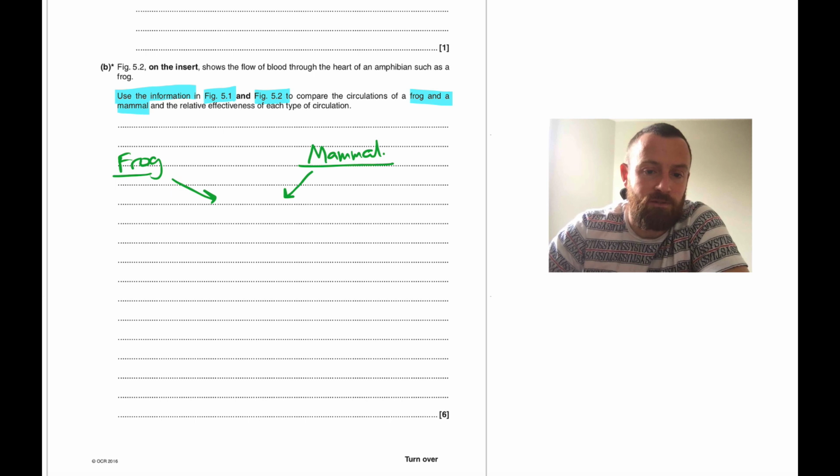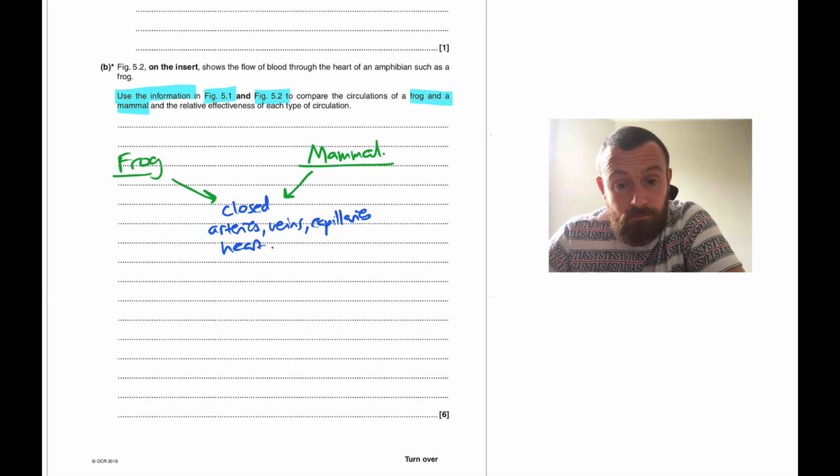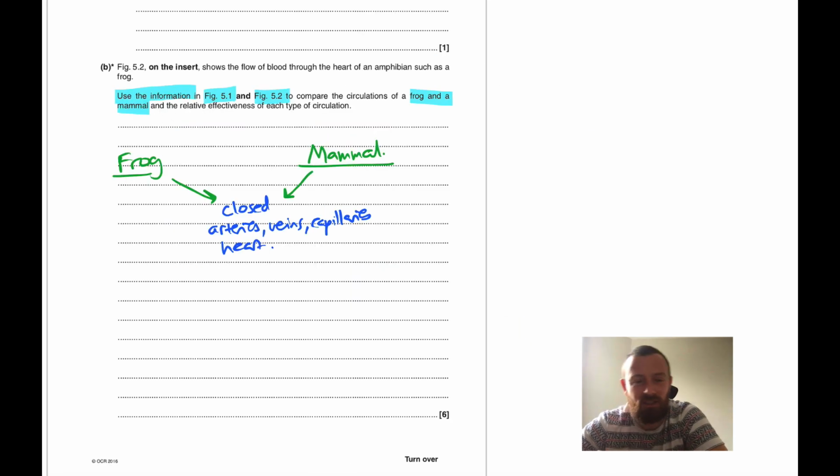Okay, well, let's look at similarities first, okay? So we've already talked about them, but let's just state them again. Just make sure we get marks, okay? They're both closed. They both have arteries, veins, capillaries. They both have a heart. Yeah, what else? Let's go back to this. They both have a separate pulmonary circulation, you could say. Those are the main similarities.